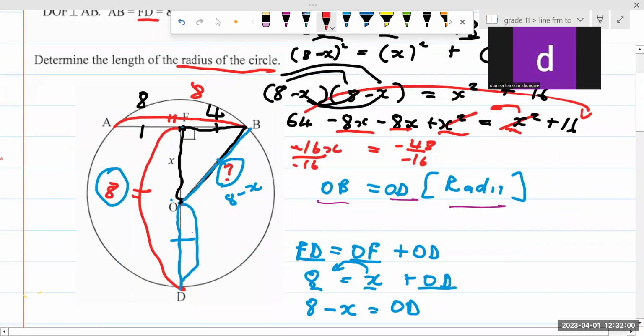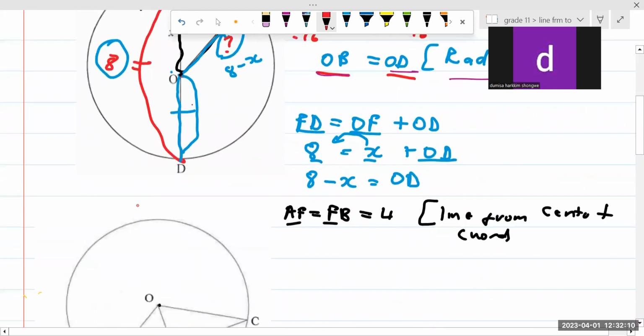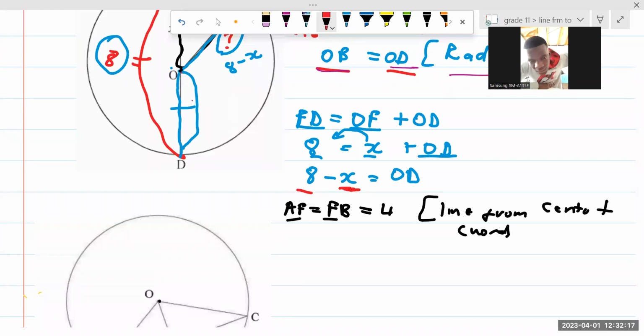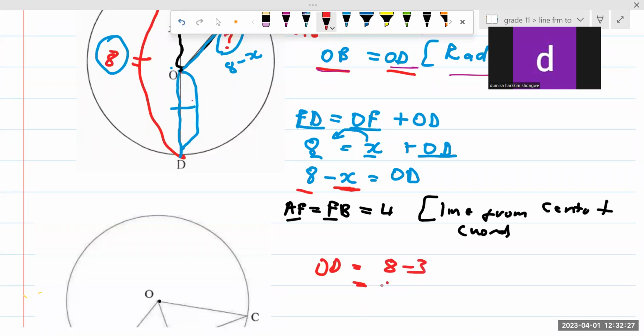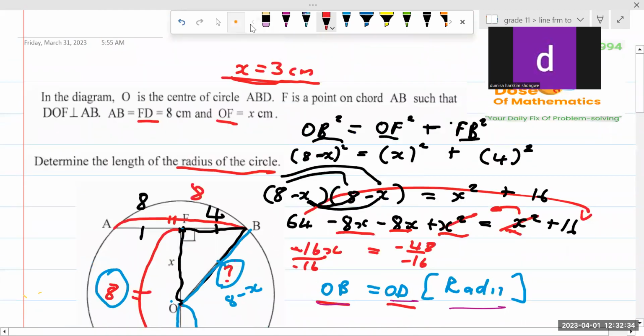Now, we are looking for the radius. The question was saying, look for the radius. What is our radius? Our radius can either be OB or it can be OD. And then we said our radius OD in terms of x is going to be 8 minus x. But we know what x is. X is 3. Then it means our OD is going to be equal to 8 minus 3, meaning our radius is going to be 5 centimeters. Yes. Okay, but now before we go to your activity, I just want to recap here.